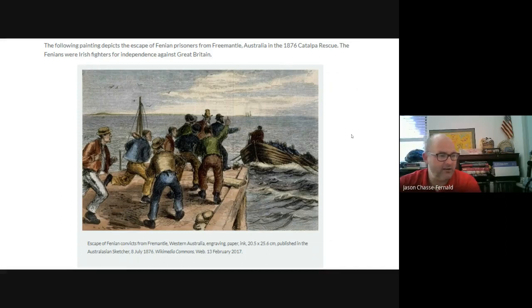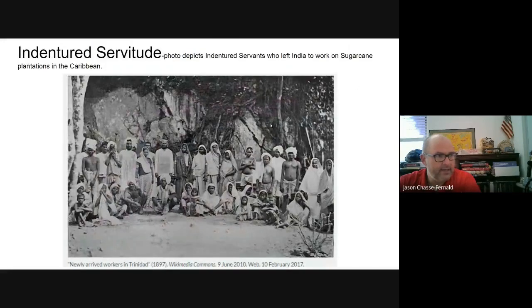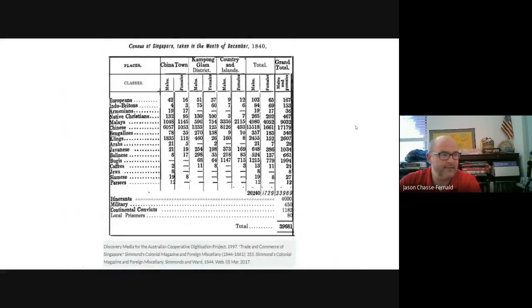All right. So indentured servitude is going to be another big classification, which I guess we use that word more for the Kangani system, but in North America, or Latin America, in this case the Caribbean. So we're looking here at some evidence of migration. This is a census taken of Singapore around 1840, and you're seeing the diversity that exists within Singapore itself.